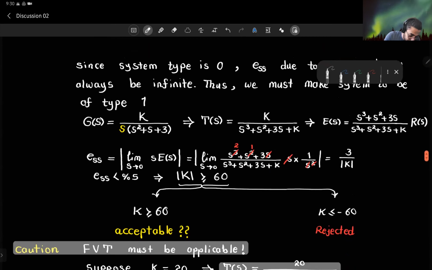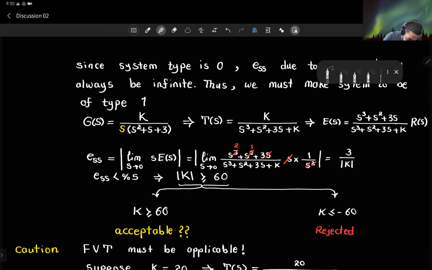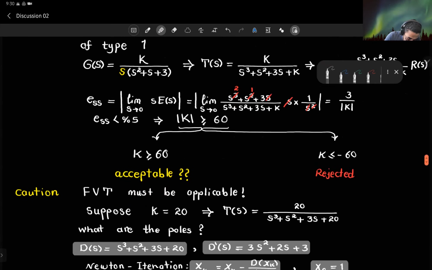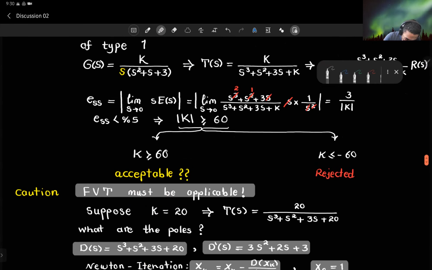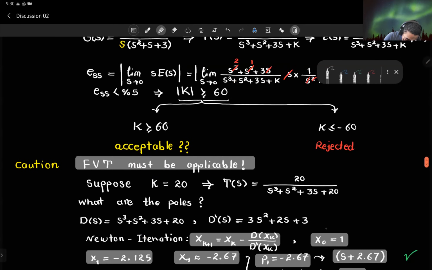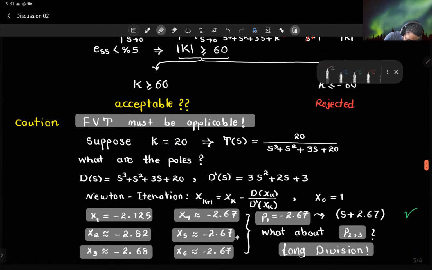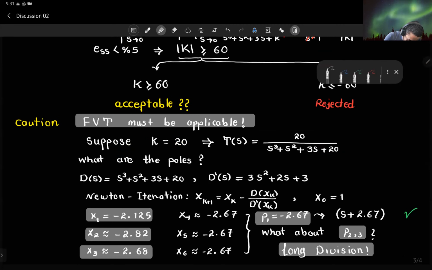Now, again, we know that the negative values are going to be rejected, obviously, because if you put negative 60 here, you will definitely get a pole in the right half plane, right? But is the range of k bigger than 60 acceptable? In order for it to be acceptable, we must have the final value theorem be applicable. Otherwise, we cannot apply it, and so the analysis is not correct.